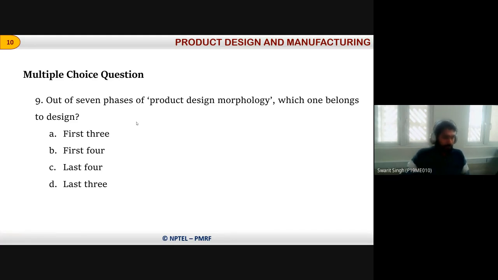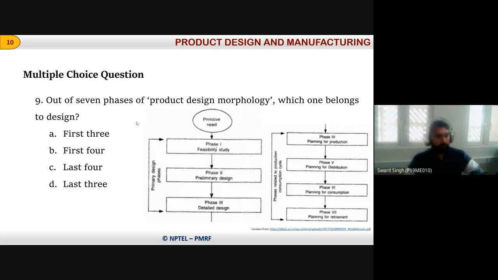So it is a step by step 7 phases. There are two answers for A, first three. Okay. So this is a typical product design morphology, how it looks. I have broken it into two parts. It is continuous from this point to this point, right?